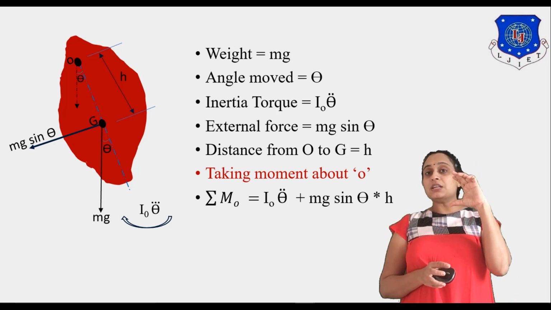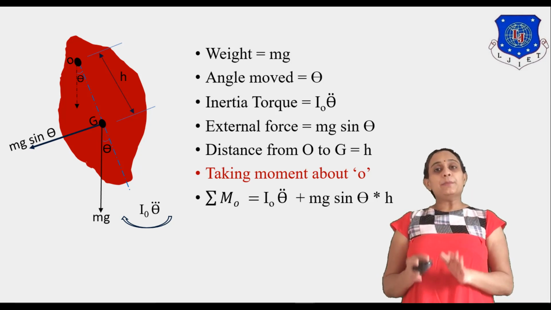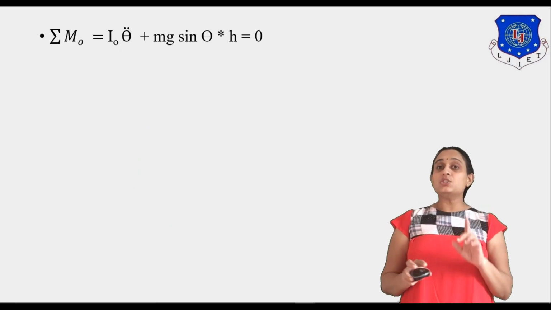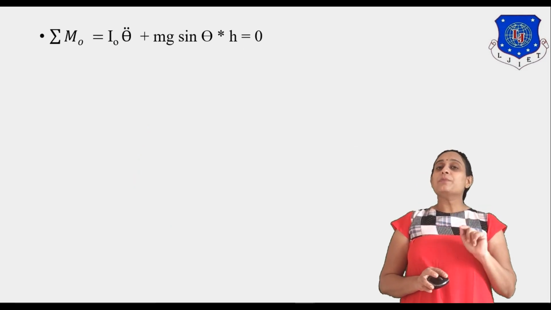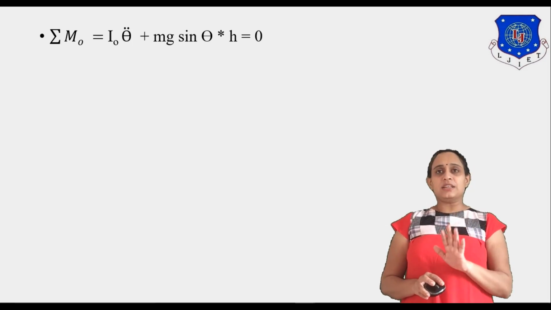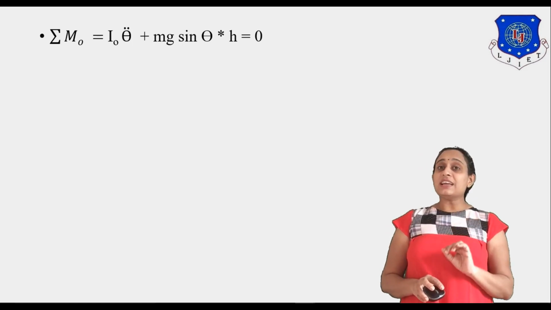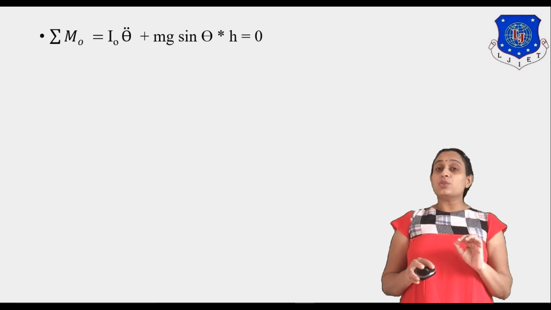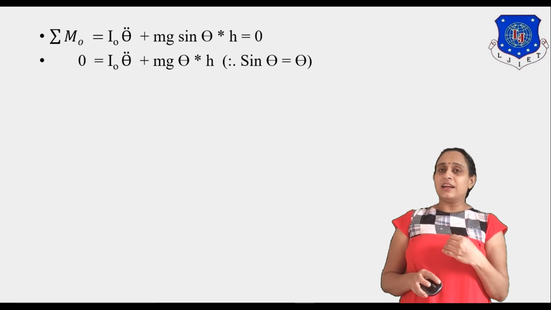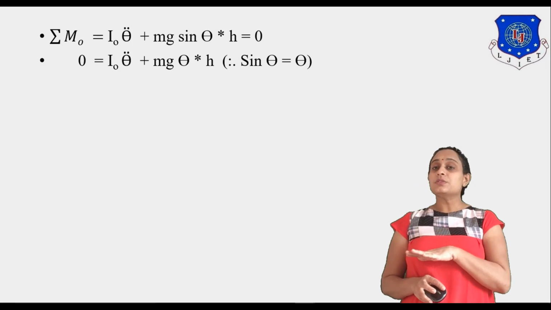So what is the perpendicular distance? It is h. Hence we write I0 theta double dot plus mg sine theta into h, and all this moment should be equal to 0, because it is an equilibrium system. Now the angle theta is very small, so sine theta is equal to theta only. So we can write I0 theta double dot plus mg theta h is equal to 0.